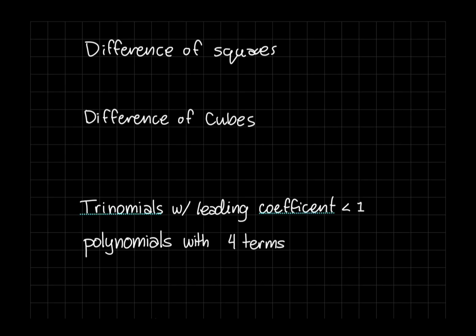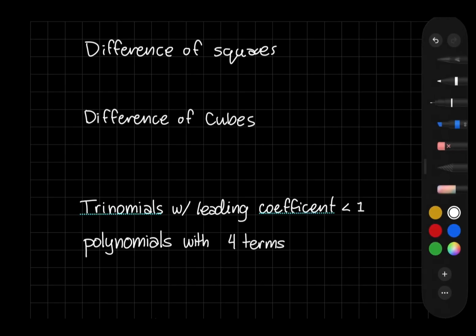All right. So today we are going to be learning about how to factor polynomials. And I've split them into 4 different categories. The first one is going to be difference of squares. We've already talked about difference of squares. We kind of know what that means.